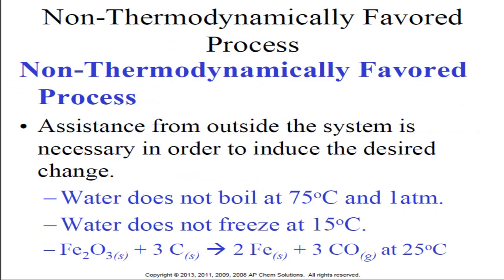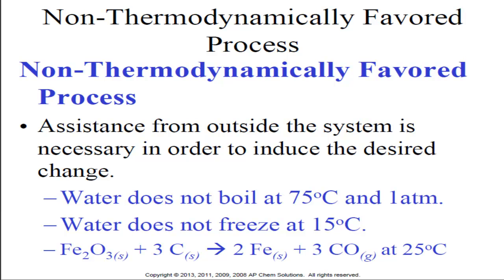So a non-thermodynamically favored process is going to be one where assistance from the outside is necessary. For example, water is not going to boil at 75 degrees Celsius and 1 atm. Now, if we raise the temperature of the water or reduce the pressure, this process would become thermodynamically favored. Water is going to boil when the vapor pressure equals the atmospheric pressure.